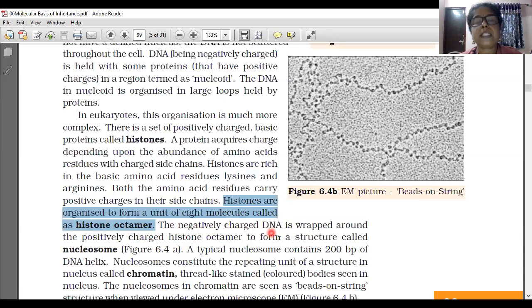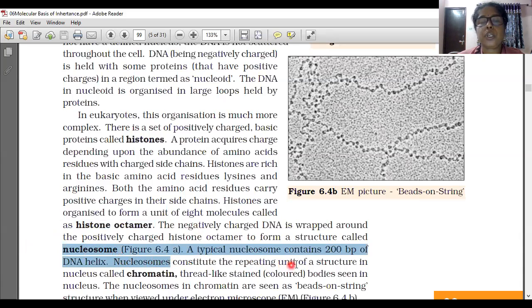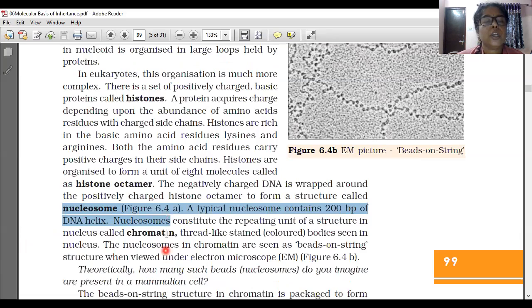The negatively charged DNA is wrapped around the positively charged histone octamer to form a structure called a nucleosome. Histone is positively charged, DNA is negatively charged, so the negatively charged DNA is wrapped around the histone octamer to form a nucleosome. A typical nucleosome contains 200 base pairs of DNA helix.